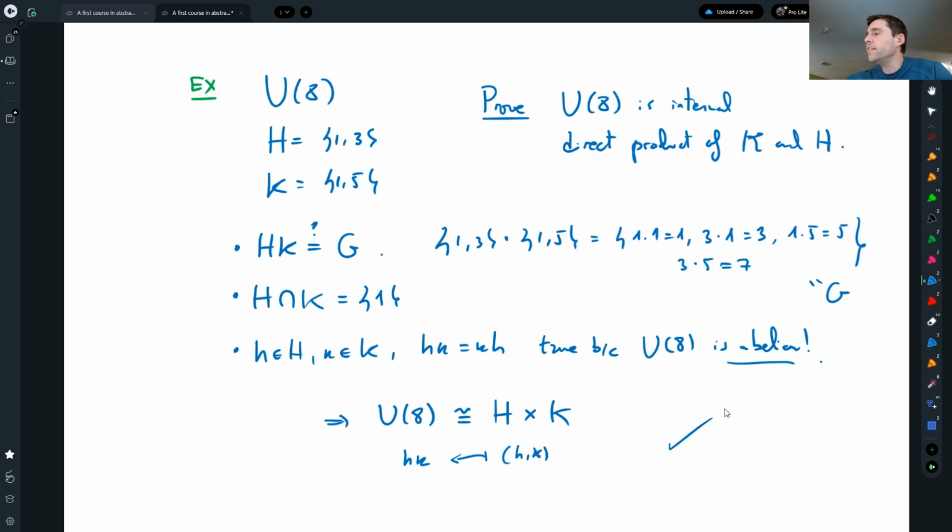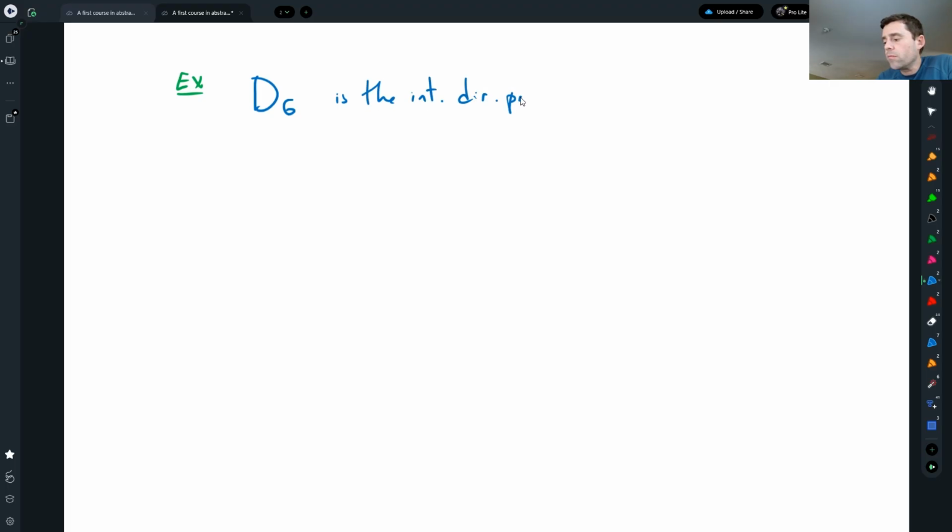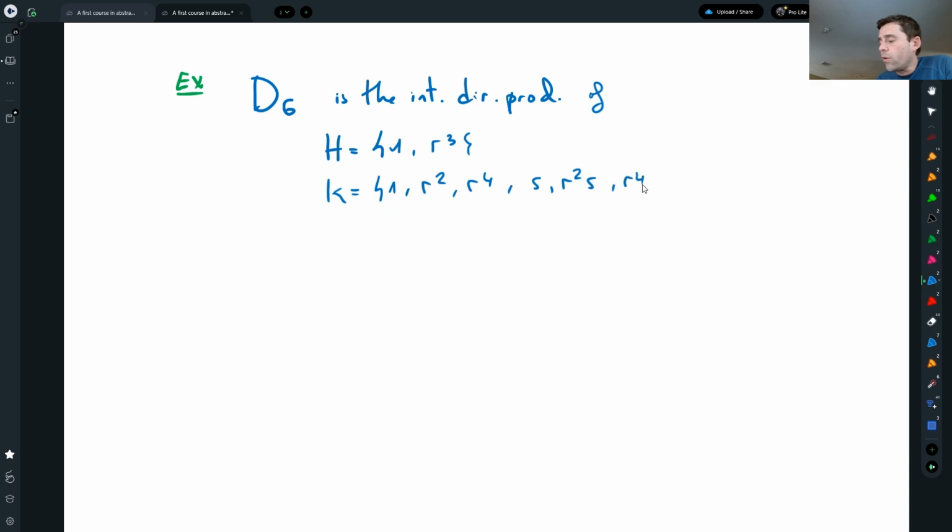Great. Let's see the example of D6. So here we're going to prove that D6 is the internal direct product of H, which is identity, let me just write it as 1, and R cubed, and K is 1, R square, R to the 4, S, R square S, R to the 4 S. Great. And so let's prove that.